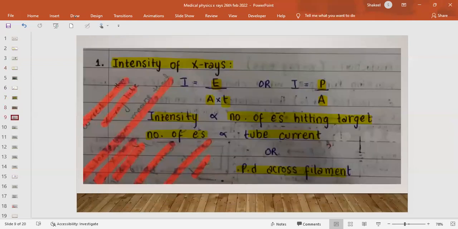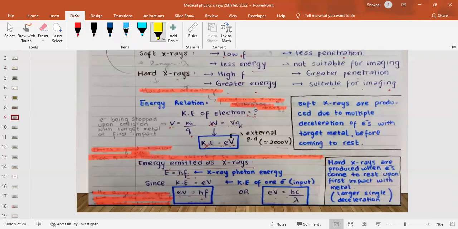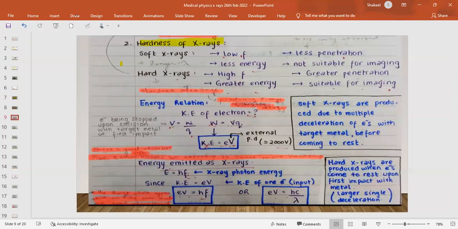Okay, so now let's move on to the next thing, which is hardness of the X-rays. Hardness means how much energy they have. There are two types of X-rays, soft X-rays and hard X-rays. Soft X-rays are low frequency X-rays. They have less energy, they have less penetration in matter, and they're not suitable for imaging.